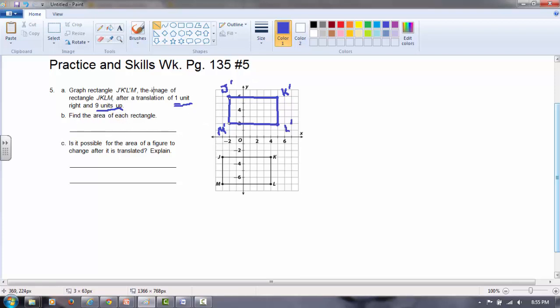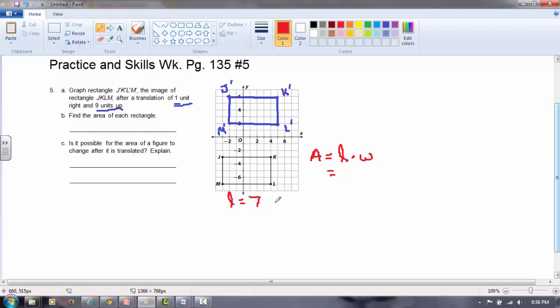Now it says find the area of each rectangle. So what I'm going to do is take a look. We'll start with the pre-image. And if you remember back earlier in the year, we talked about the area of a rectangle. Basically, to find the area of a rectangle, you take the length and multiply it by the width. Okay, so I'm going to take a look at our rectangle, and our length is going to be this distance right here. So this is 3, there's 4, 5, 6, and 7. So our length is 7 units.